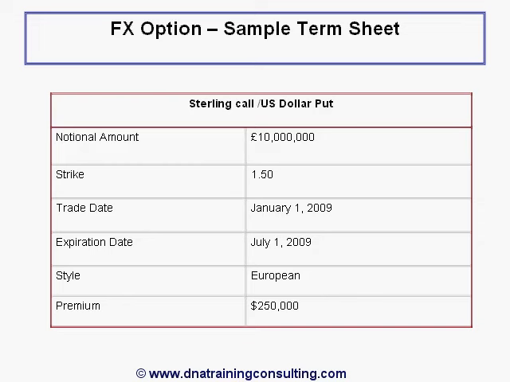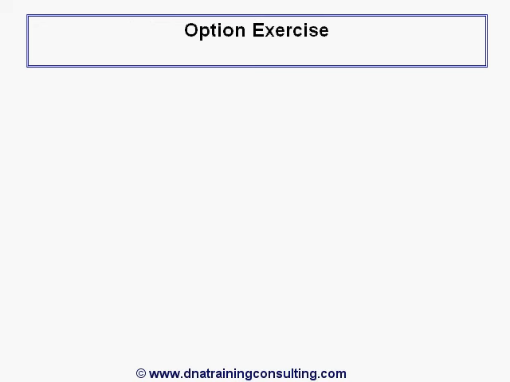Note that we have specified only the notional in sterling, but you can calculate the notional in US dollars simply by multiplying the 10 million sterling notional by the strike of 1.5 to get $15 million. Note also that the name of this option was written above as sterling call US dollar put, which reflects an important reality for any FX option.